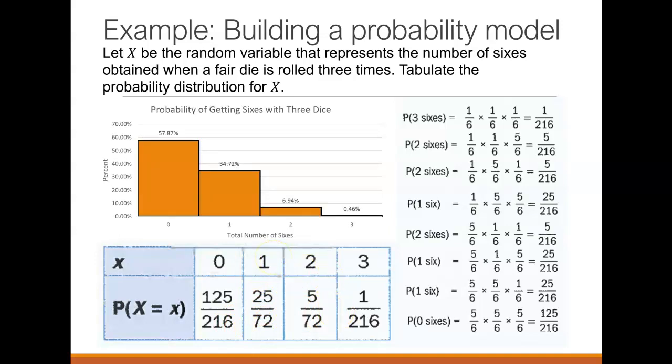if I were to draw a histogram, this is what it would look like. So the probability of getting a 0 is 0.5787. That's just 125 out of 216. And the probability of getting a 1 is 0.3472. That's the 25 out of 72, et cetera, et cetera. Is everybody okay with the histogram that we drew?